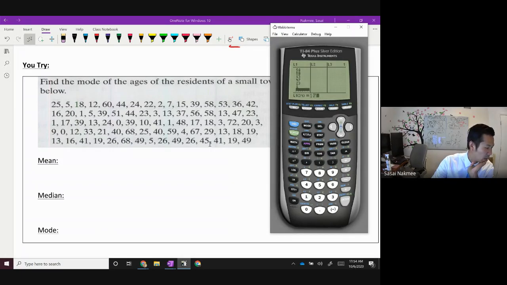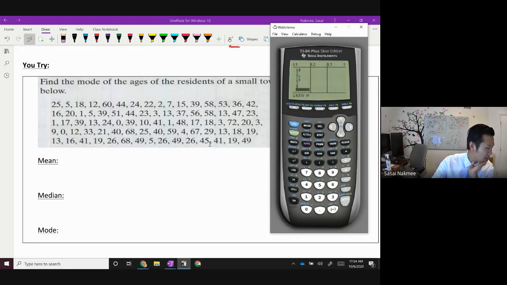23, 1, 17, 39. Why did I do this to you guys? I think I used to just enjoy tormenting my kids. I would do problems like this and have you guys do it by hand. I feel like I used to be a jerk or something to do this. Why would I do this to you?